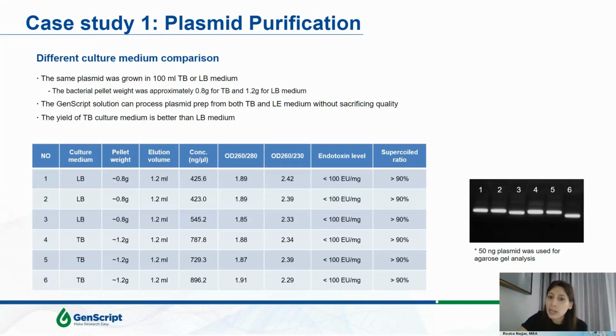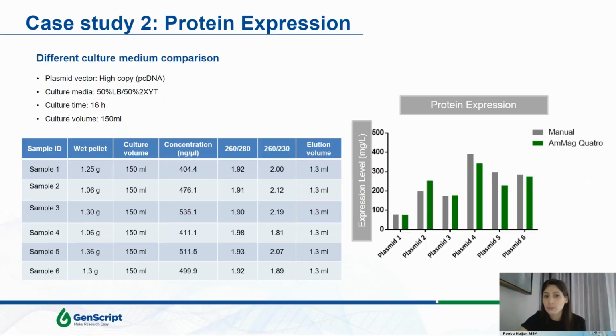So of course, with that said, we definitely looked at other metrics to indicate the quality of the plasmid. For example, the OD 260/280 and 260/230, as well as the endotoxin levels and the supercoiled ratio of the plasmid itself. All key factors to ensure that you have good plasmid and, of course, eventually good transfection results. The second case study, similar to the one before, we took a set of samples and ran them side by side. For this particular one, the culture volume was about 150 ml.